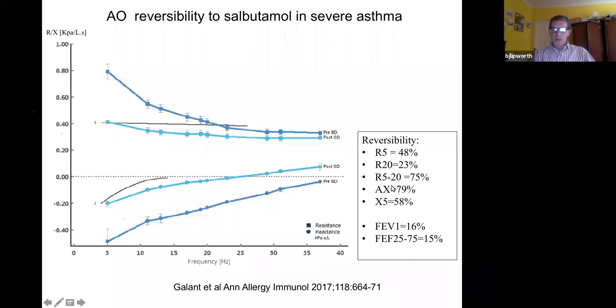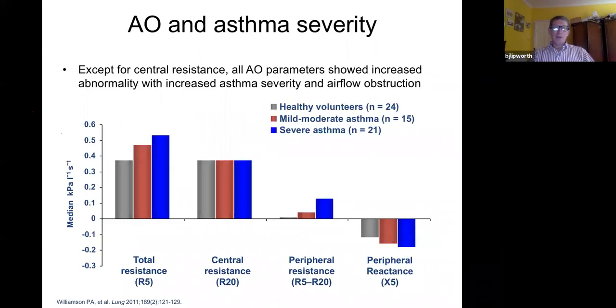So just keep those values there at the front of your mind and compare them, if you will, to what we saw in the same patient with spirometry. We only saw a 16% difference in FEV1. And if you look at forced expiratory flow between 25 and 75% of vital capacity, we saw a 15% change. So you can see the changes are much greater and magnified when you're using airway oscillometry compared to spirometry. And that's the first advantage that I'd like to point out.